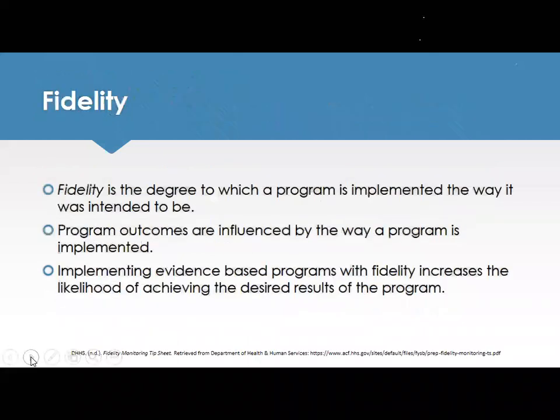Great. Thanks, Christina. This is Maureen Daly. I'm the Clinical Quality Improvement Consultant for the School-Based Health Center Program and the SBIRT Project. So let's talk fidelity. What is it and why is it so important? Fidelity is the degree to which a program, in this case our SBIRT project, is implemented the way it was intended to be, with all the essential components that make SBIRT effective. It's important because program outcomes are influenced by the way a program is implemented. So implementing SBIRT with fidelity increases the likelihood of achieving the desired results, which are to help teens avoid and or reduce their substance use.